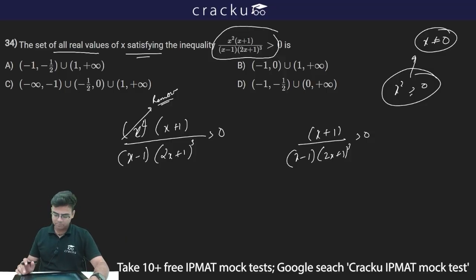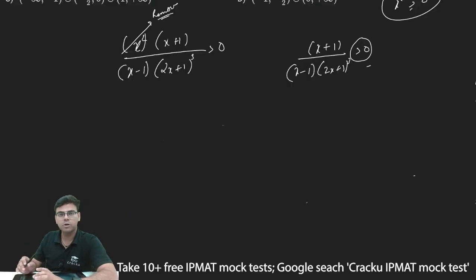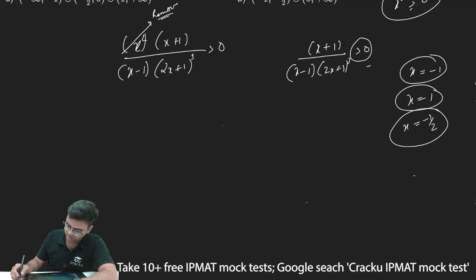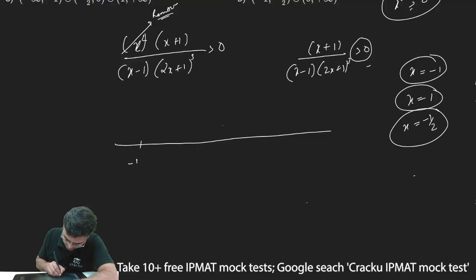x square will always be a positive number. Now at which of the following points will the expression be 0? It will be 0 at x is equal to minus 1, or x is equal to 1, or x is equal to minus 1 by 2. So these are the 3 points at which the value will be 0. Now what I'll do, I'll plot this on the number line. So this is my number line. This is minus 1, minus 1 by 2 and 1.